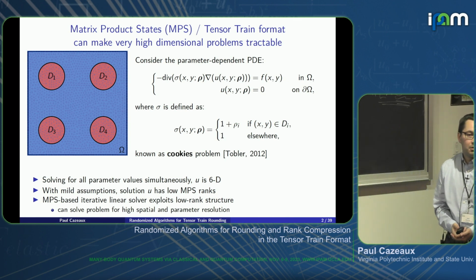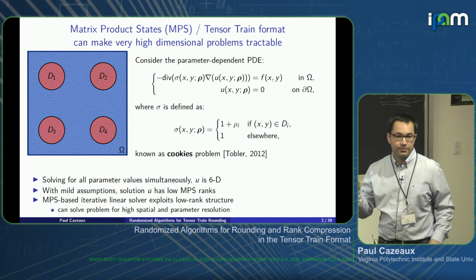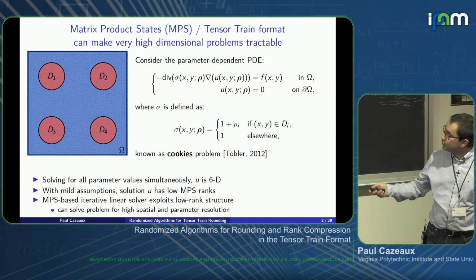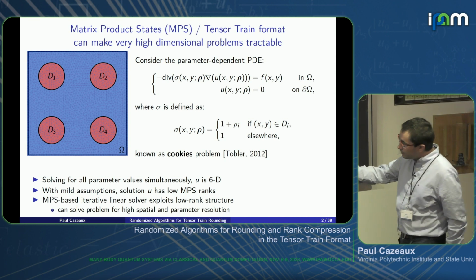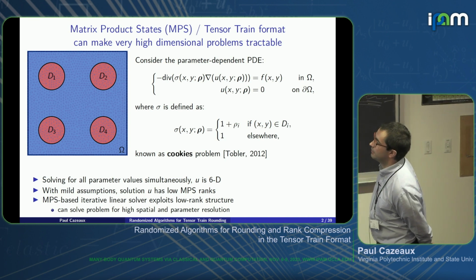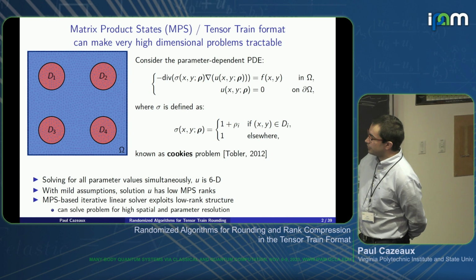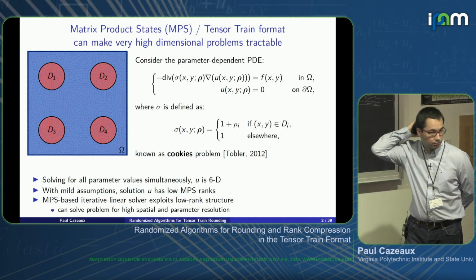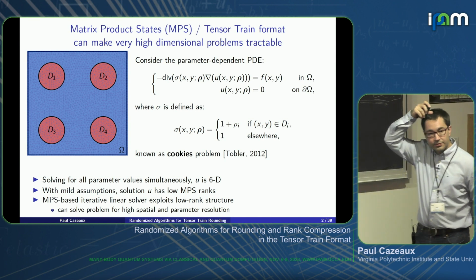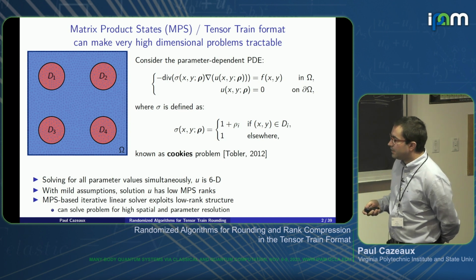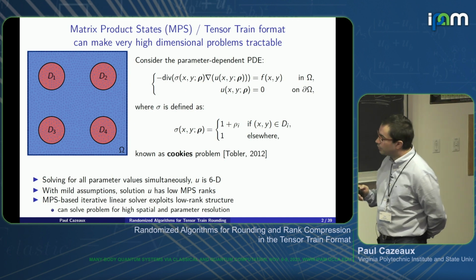And so instead of doing the computation for every choice of these 4 possible ones, we can look for the solution to this problem, which turns immediately into a 6-dimensional object, the distribution of the heat on this cookie sheet. And luckily, with some mild assumptions, the solution to this kind of problem has low ranks. So we can use some iterative linear solvers that exploit this low-rank structure, and we'll be able to solve the problem for all possible values of the parameter at the same time. So that's quite nice.